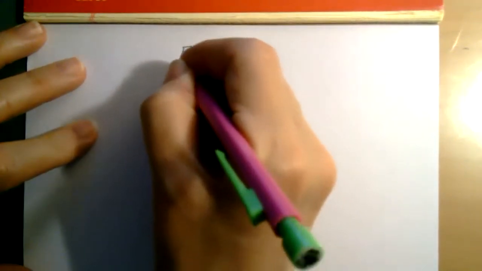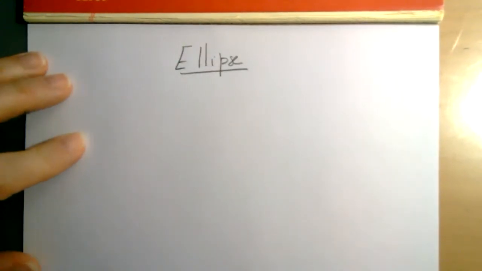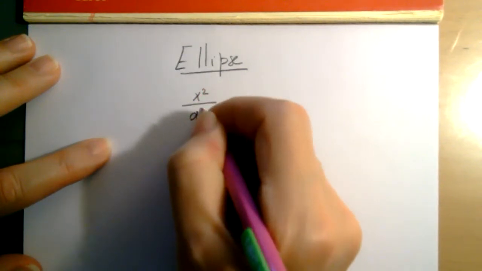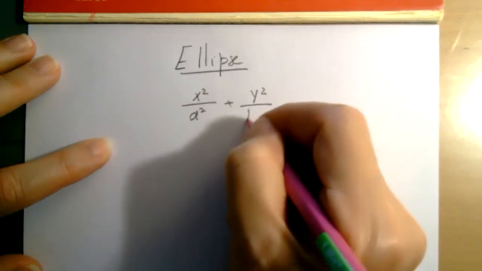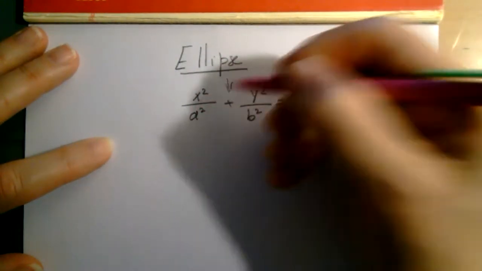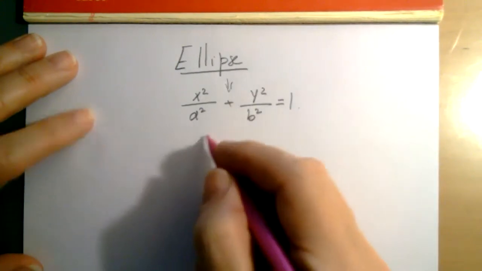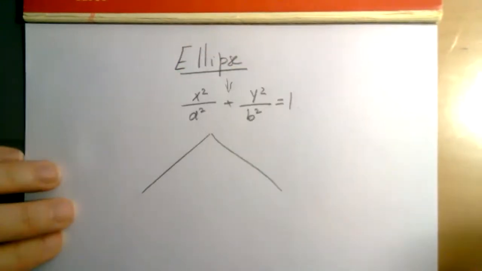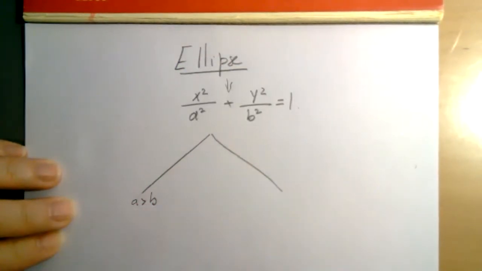I will summarize in a few words what we did last time. Let us recall the equation of the ellipse, which you should basically memorize. The equation of the ellipse is x squared over a squared plus y squared over b squared equals 1. And we had two scenarios: A larger than B and A less than B.